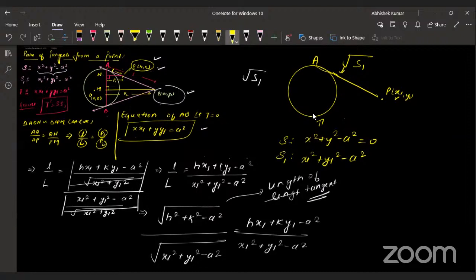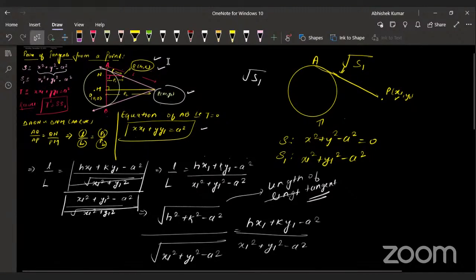Sir, the h x1 plus k y1 that you took, then you cancel out x1 square in the denominators. Yes, we cancelled one pair. So that part I didn't get. How did we solve it?